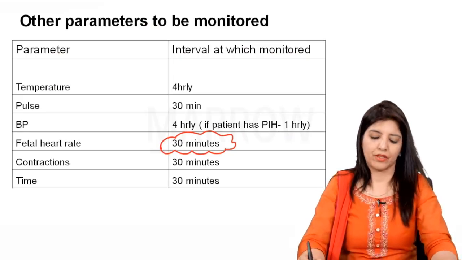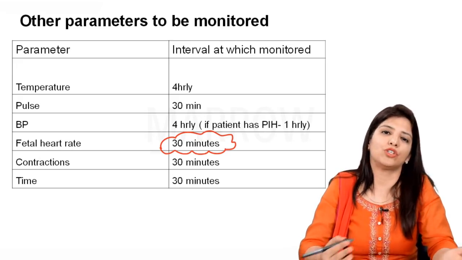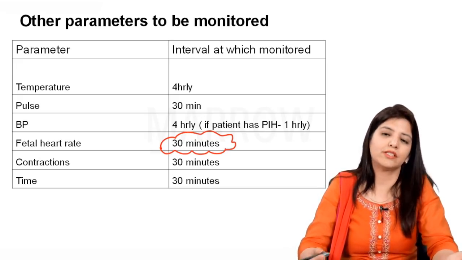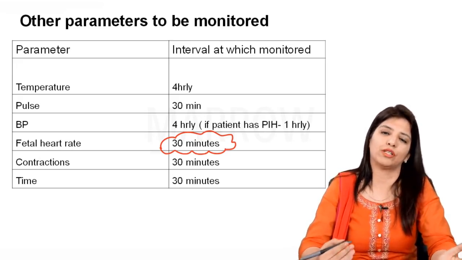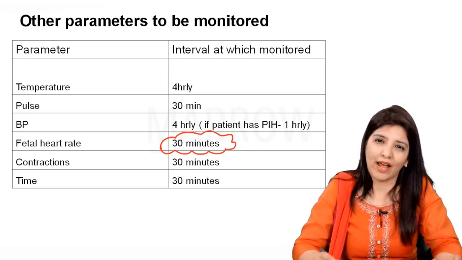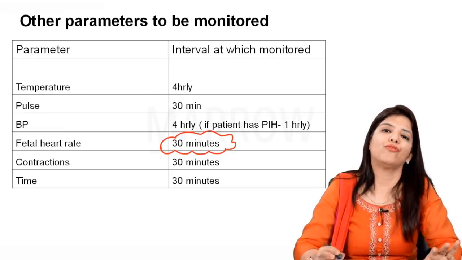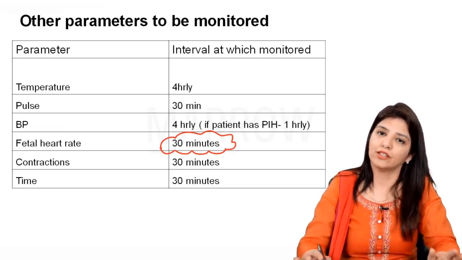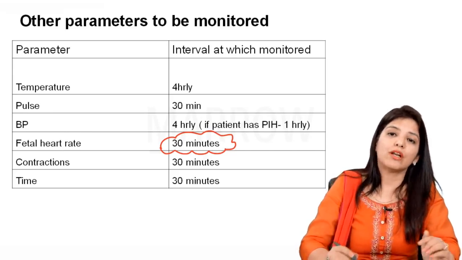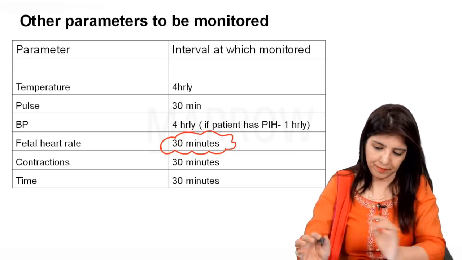Clear? Then, contractions and time interval. Again, I told you each small square is 30 minutes and contractions again have to be noted after every 30 minutes. So by and large, the contractions, the pulse rate, then the fetal heart rate, all of them are written after every 30 minutes. But temperature and BP, they are written after every 4 hours. Clear?